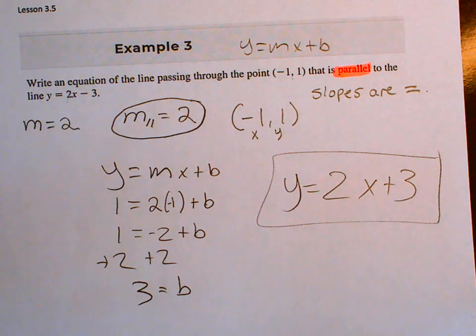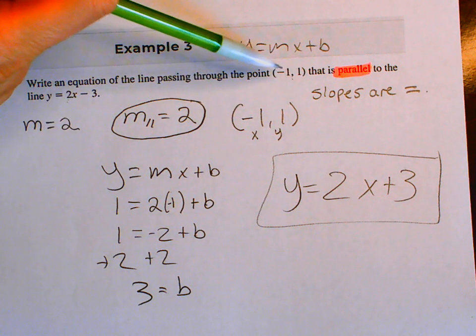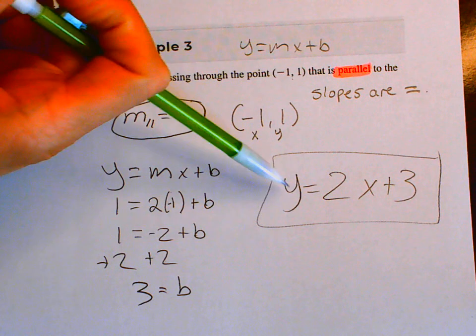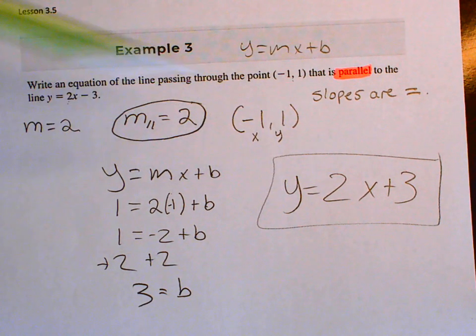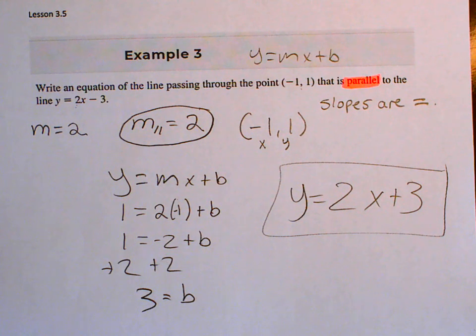So what does all this mean? It means that if I have this line and I have this point not on the line, this is the equation of the line that is parallel to this one but going through that point. Okay?